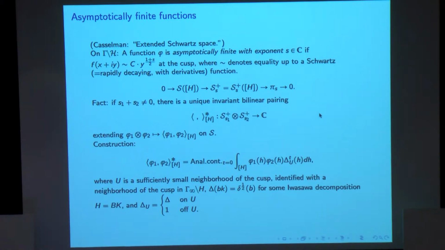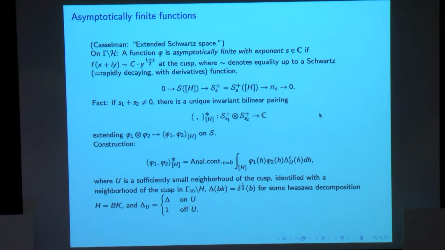So you end up having to integrate functions like that, and these integrals may not converge, but something that I learned from Joseph is that these integrals do make sense usually. So if you want to define an invariant pairing between those two spaces, even if in the neighborhood of the cusp these functions grow very fast, you can integrate them. The only case you cannot integrate them is when the sum of the exponents is equal to 0.